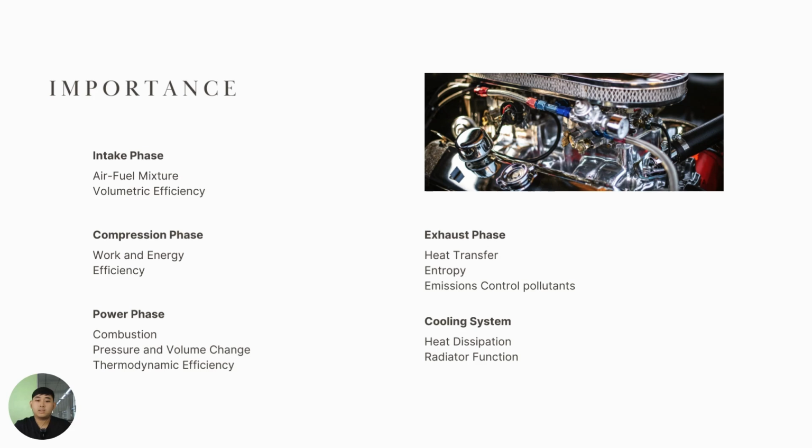Lastly, we know that all of the moving components release heat. Hence, we need a cooling system to prevent the vehicle engine from overheating. The cooling system uses the principles of heat transfer, convection, and radiation to maintain optimal engine temperature. The radiator operates as a heat exchanger where the hot coolant transfers heat to the surrounding air. The effectiveness of this process is governed by the laws of thermodynamics.